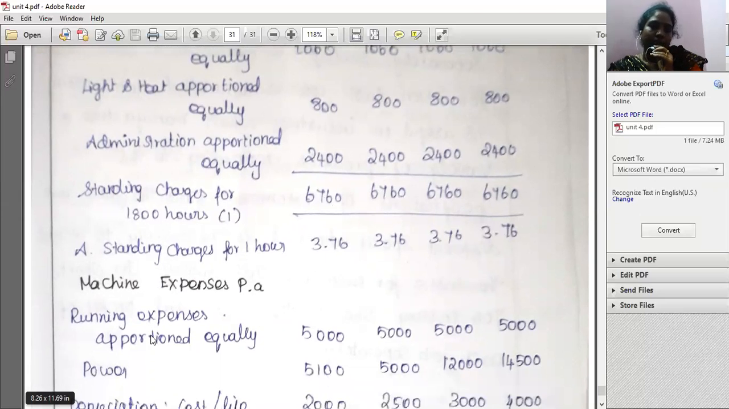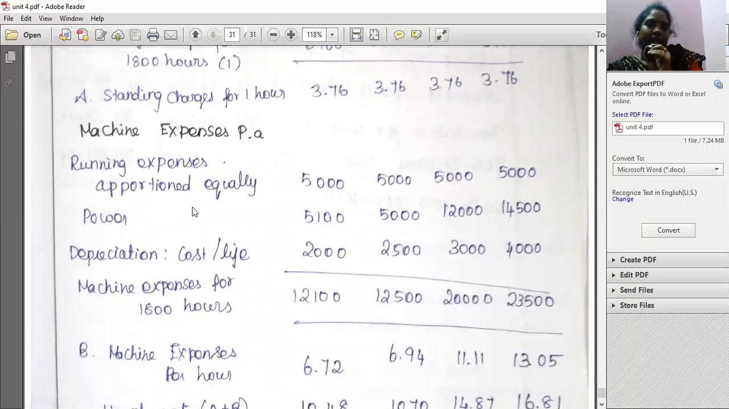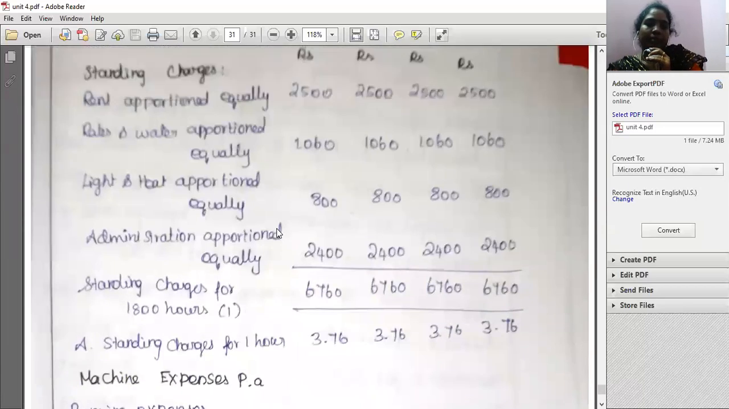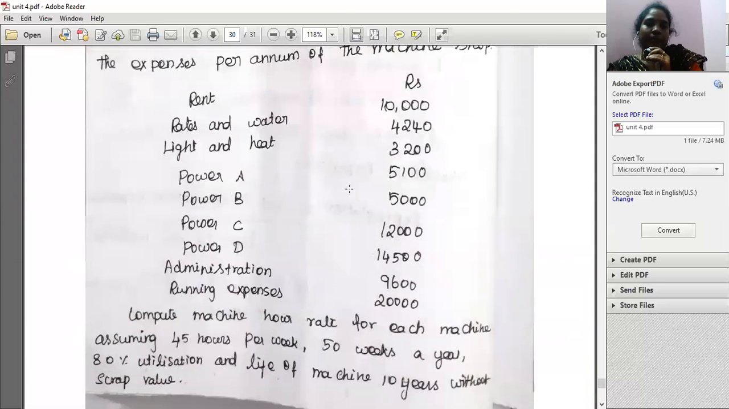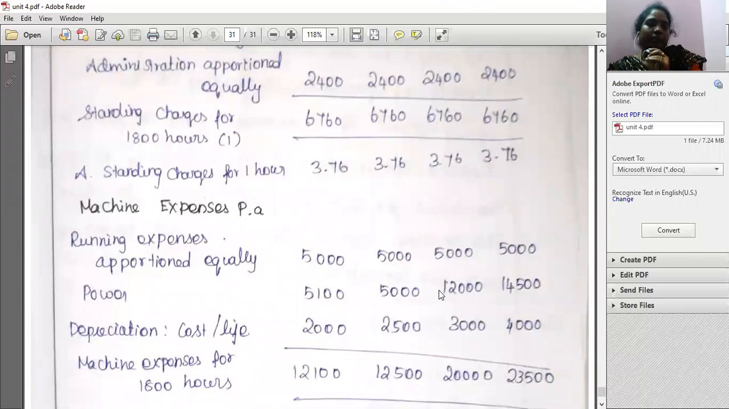And then the machine expenses, and we do the calculations in the same manner. The running expenses are related to machinery, apportioned equally. 20,000 is given in this problem. They are apportioned equally, and then power is separately given in this problem: 5,100, 5,000, 12,000, and 14,500, and it can be put separately. And then depreciation is cost divided by life.